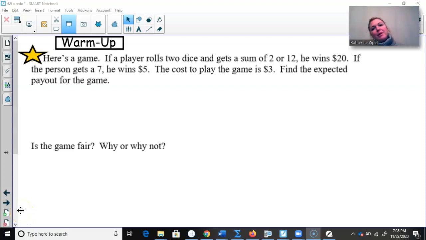AP Stats, we're back at it. We're going to do a little warm up here. Here's the game. If the player rolls 2 dice and gets a sum of 2 or 12, he wins $20. If the person gets 7, he wins $5. The cost to play the game is $3. Find the expected payout for the game.